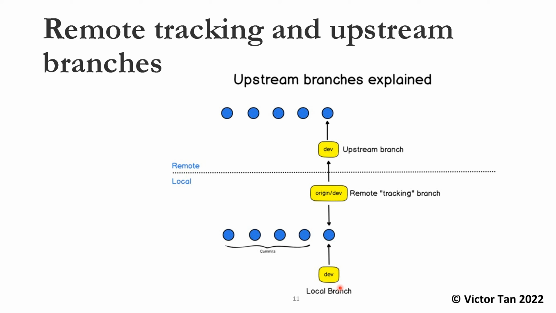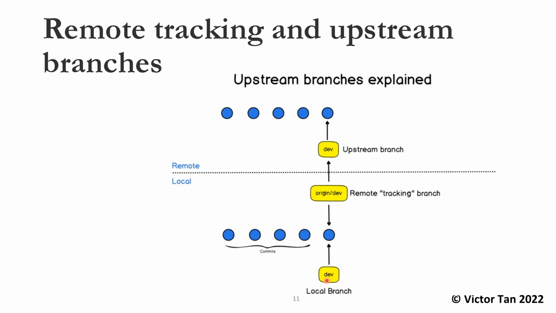I'll repeat that again. The purpose of this additional branch called the remote tracking branch is to link or associate the upstream branch with its associated local branch. In other words, I want to say that this upstream branch called DEV is actually linked to this local branch with the same name as well. Okay, I need to make this association.